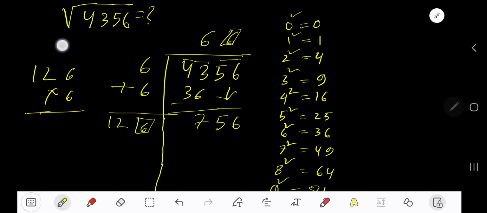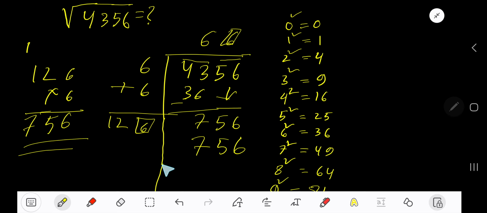6 times 6, 36. Write 6, carry 3 to the next column. 6 times 2, 12. 12 plus 3, 15. Write 5, carry 1 to the next column. 6 times 1, 6, plus 1, 7. 756. Okay, subtract, 0. As our remainder is 0, we are done. So our answer is 66.